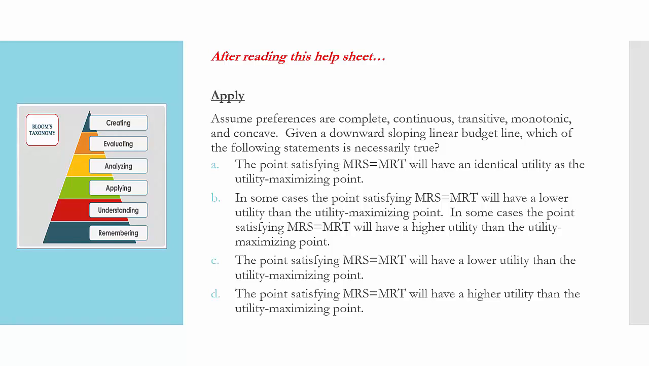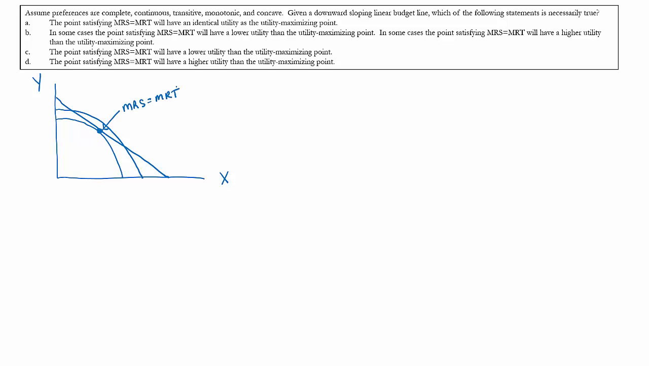Assume preferences are complete, continuous, transitive, monotonic, and concave. Given a downward sloping linear budget line, which of the following statements is necessarily true? Let's start with a graph. This graph shows a linear downward sloping budget line and preferences that are concave. Let's identify the point of tangency, where the MRS equals the MRT. Here it is. Here's a point where an indifference curve is just tangent to the budget line, and so the slope of the indifference curve equals the slope of the budget line.